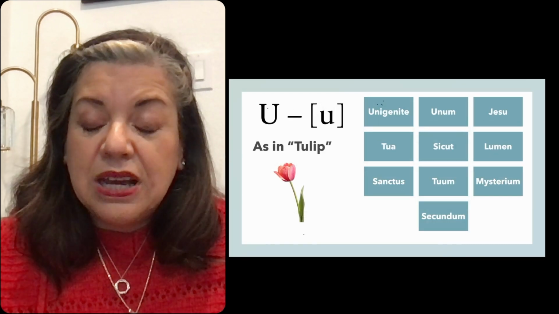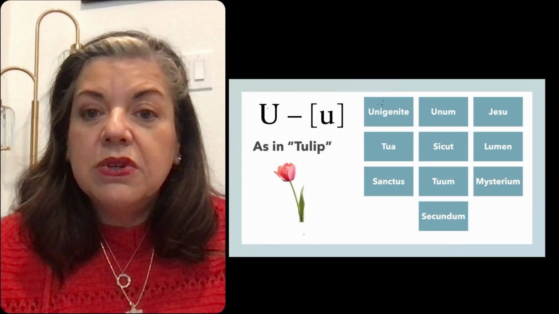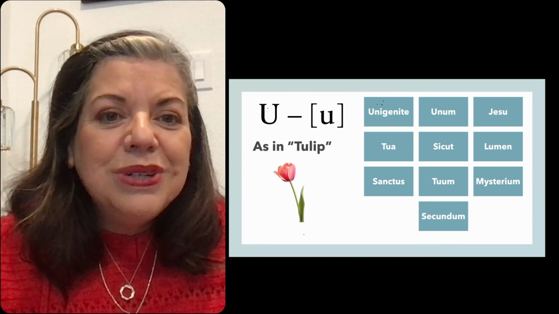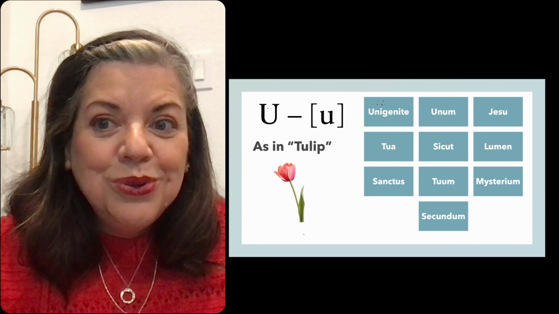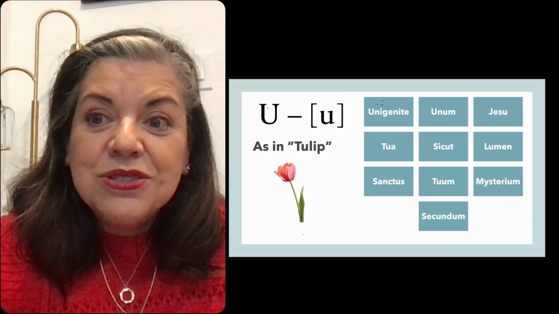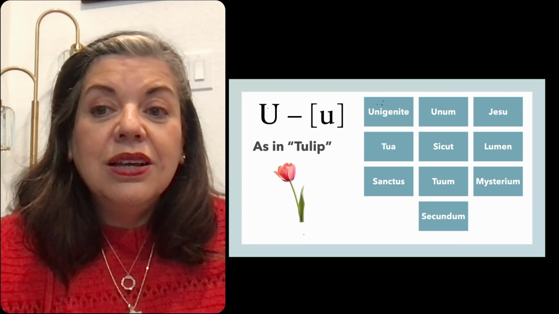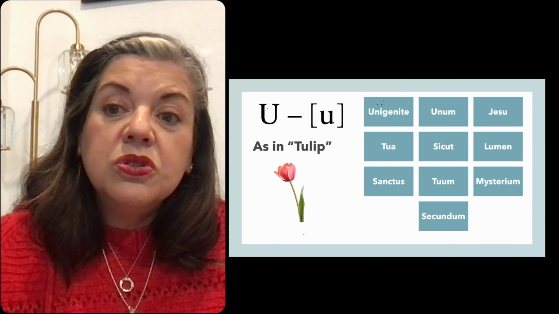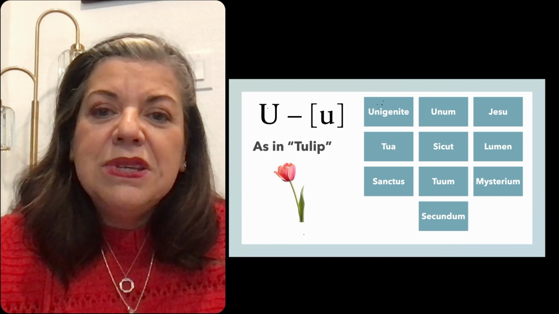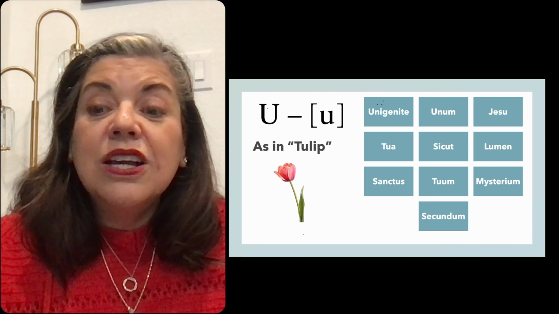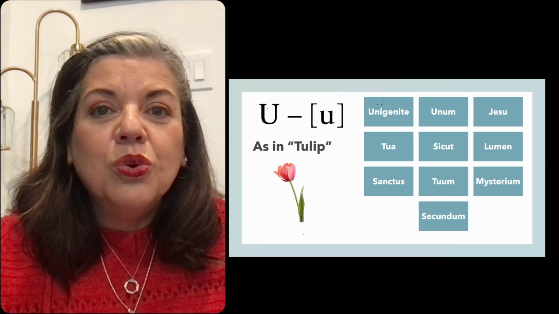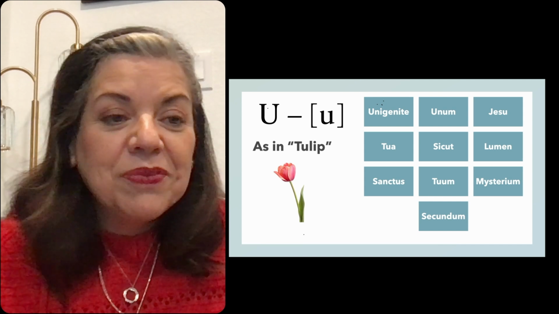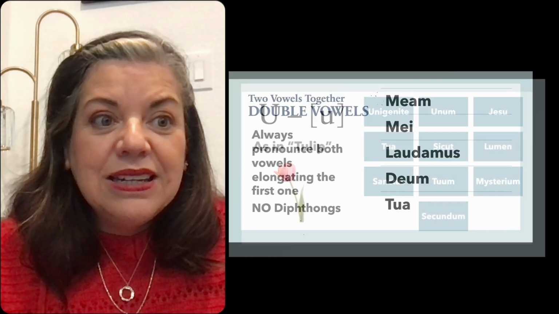The U sound is oo as in tulip. The words we have here are unigenite, unum, Jesu, tua, sicut, lumen, sanctus, tuum, mysterium, secundum. Ooh, like an owl, ooh, right? Yep, that's the ooh sound in Latin.